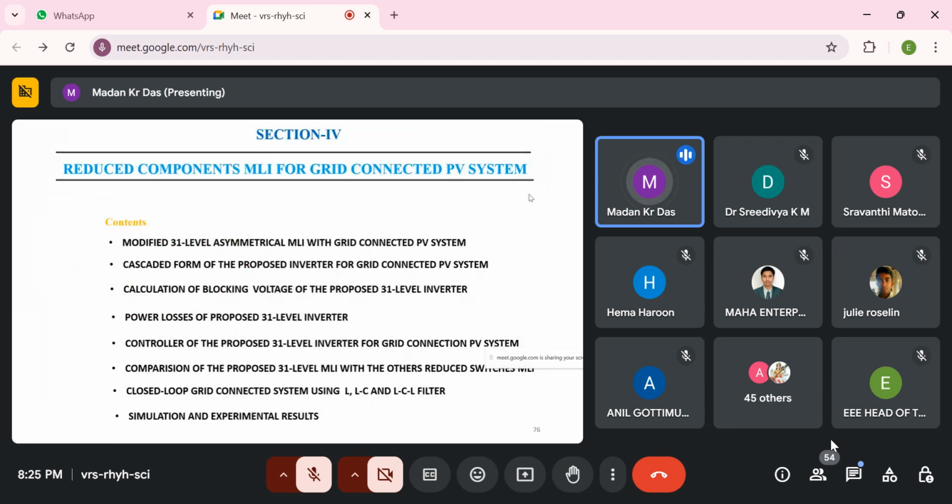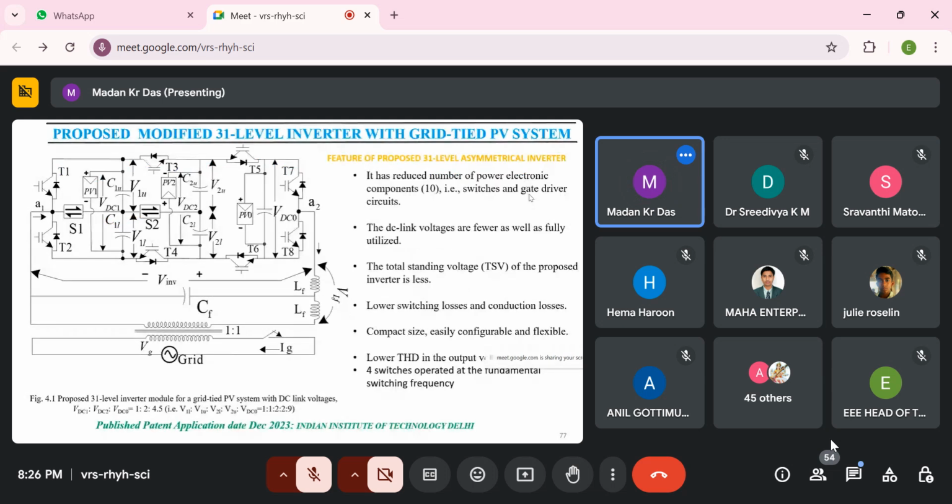And now we have discussed the modified 31-level inverter. In this inverter, 10 switches generate the 31 levels. Let's discuss it in the next slide. Now this is the proposed 31-level inverter with the grid-tied PV system.